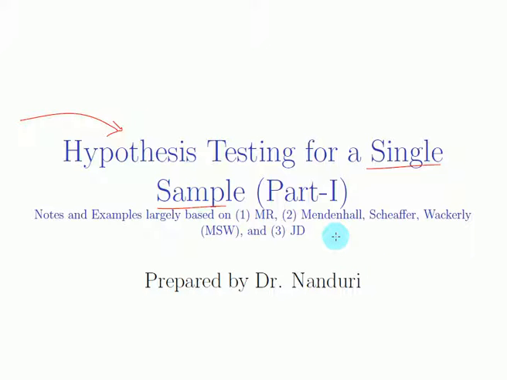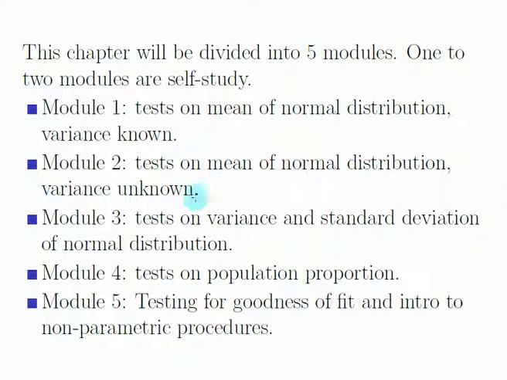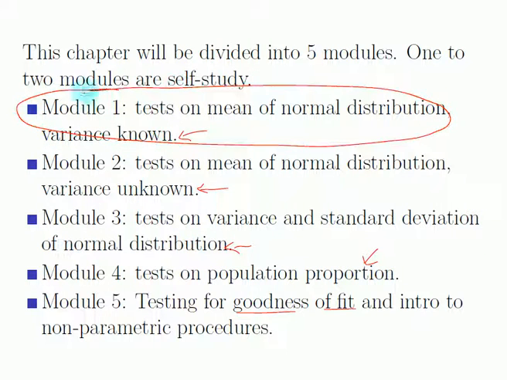And this chapter is once again divided into four or five modules. Module 1 will focus on testing the mean of a normal distribution when the variance is known. The second module will test the mean of a normal distribution with the variance unknown, just like the last chapter. Then we'll go to tests on the variance and standard deviation of a normal distribution, and then we'll go to testing hypotheses for a population proportion, and then we'll briefly talk about goodness of fit for a distribution, and we'll also talk about some non-parametric procedures. And so we'll begin today's discussion with module number 1, which is tests of means of a normal distribution when the variance is known, just like the confidence interval chapter.